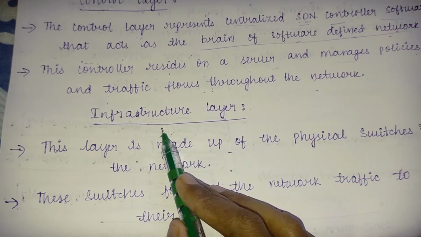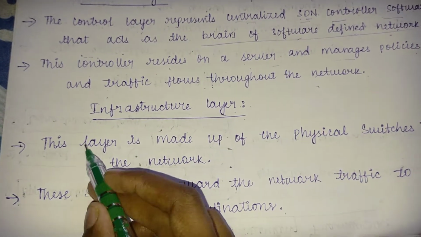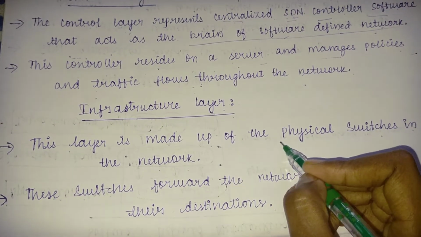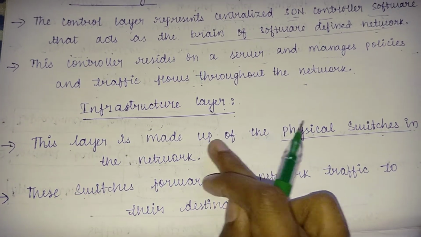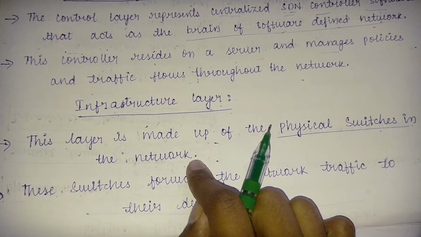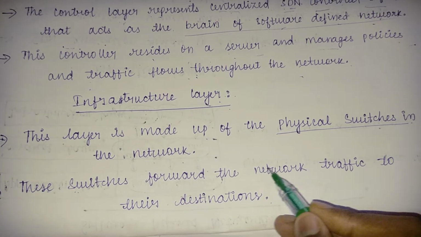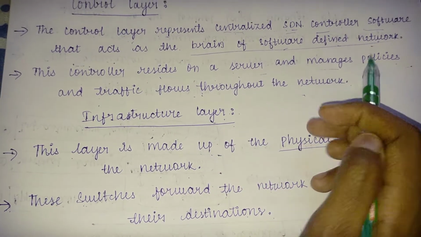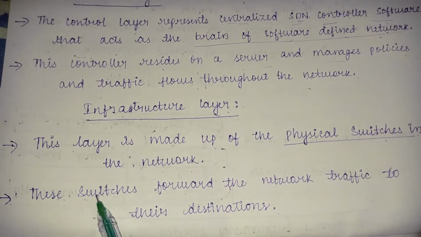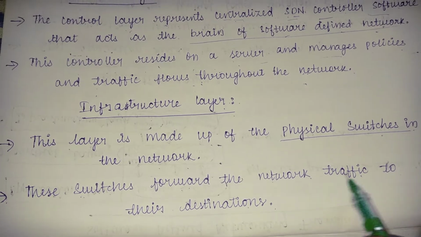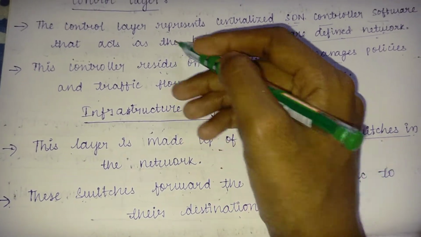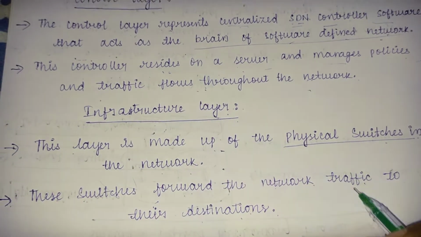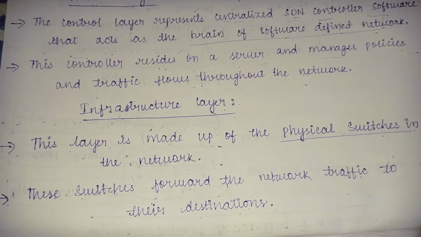Next is the infrastructure layer. This layer is made up of the physical switches in the network. Next, these switches forward the network traffic to their destination. So after the control layer, the traffic is sent to the infrastructure layer, and here those switches forward it to their destinations. I hope it is clear. Thank you.